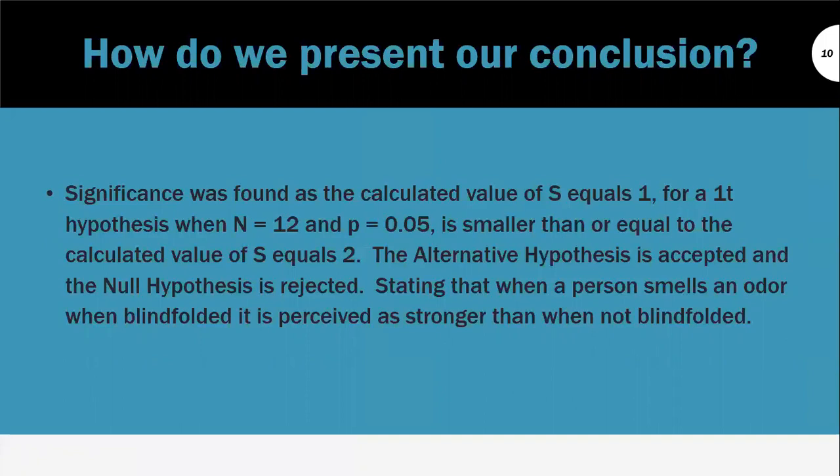Next sentence. The alternative hypothesis is accepted and the null hypothesis is rejected. This is the only time that we can accept and reject our hypotheses. We did prove what we set out to prove. So that's why we're accepting our alternative hypothesis, stating that when a person smells an odor when blindfolded, it is perceived as stronger than when not blindfolded. So really, this researcher would have found significance. They would have had a high level of validity because they proved what they set out to prove.